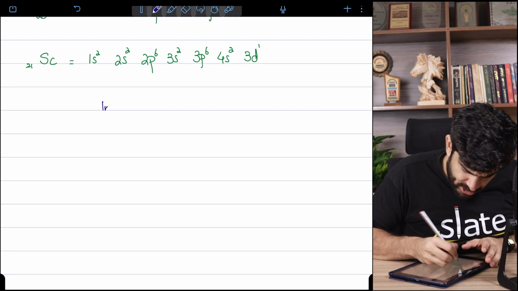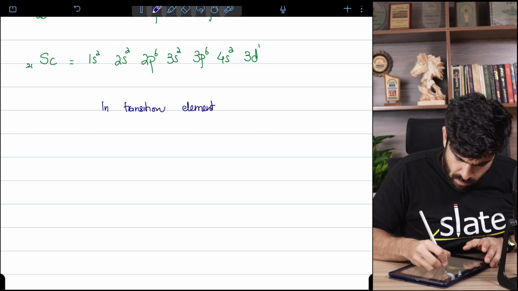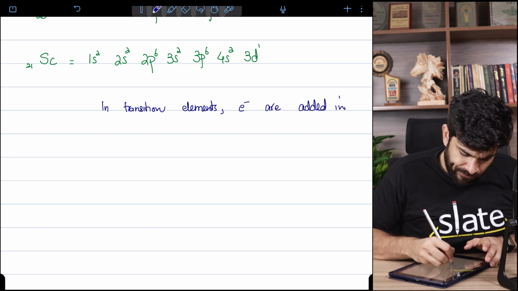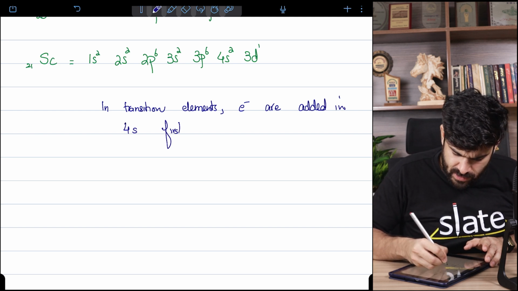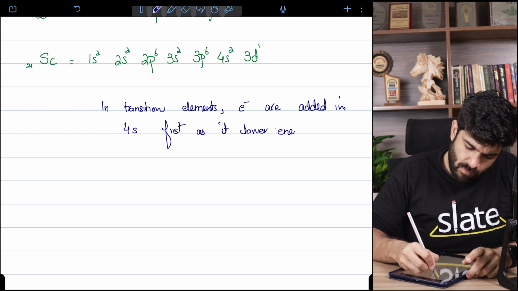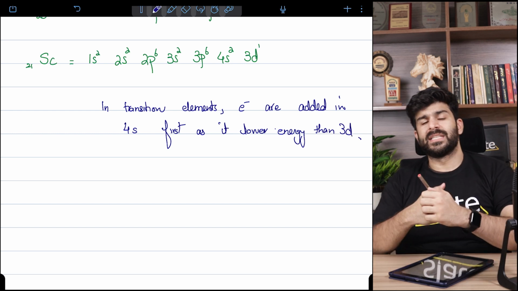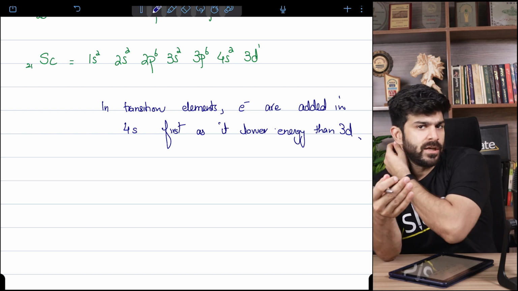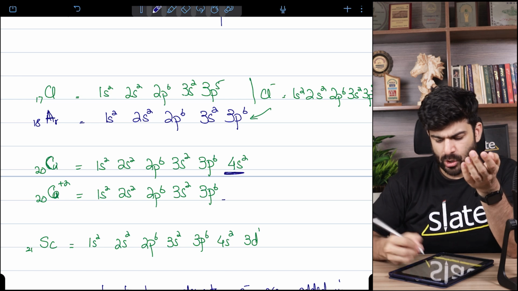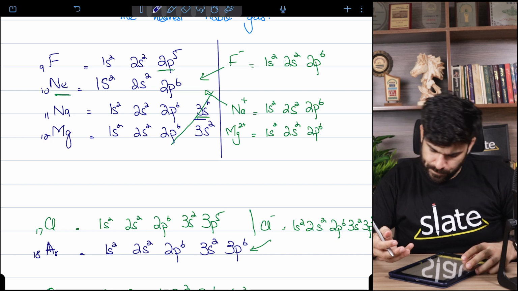I will write it right here. In transition elements, electrons are added in 4s first as it has lower energy than 3d. We knew that. But normally the case is the one which is filled later loses the electron first, right? Like here we had 4s, it was filled later and it lost the electrons first. Here we had 3s, it lost the electrons.